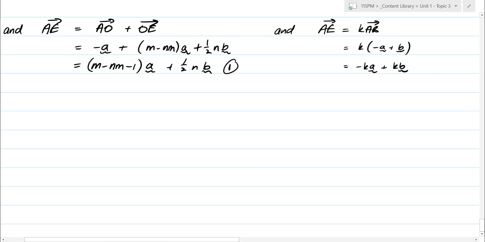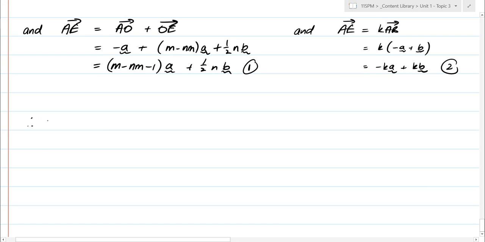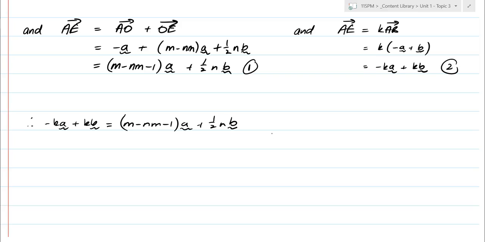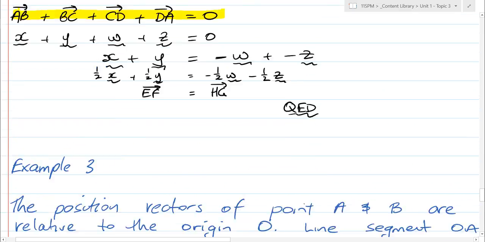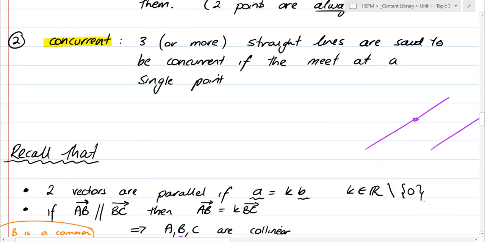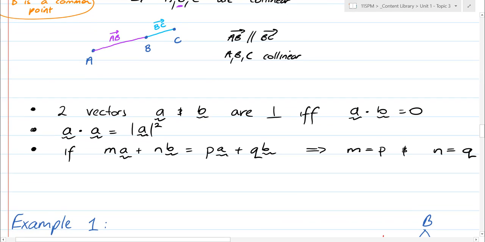And so now I can equate those two. This is number 2. Therefore, those two are equal. So I get negative KA plus KB is equal to M minus NM minus 1 A plus half NB. And so I know that's true. I've got K's, N's and M's, which is a bit of a pain. But my linear dependence, let me just go back up to this. It is right here. This bit here, if you've got MA plus NB equals PA plus QB, then M must equal P and N must equal Q.